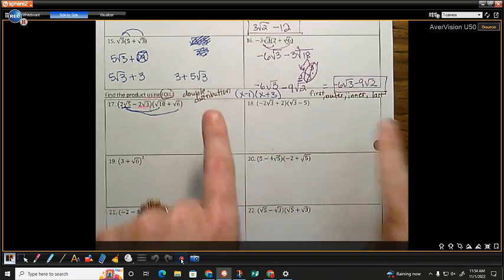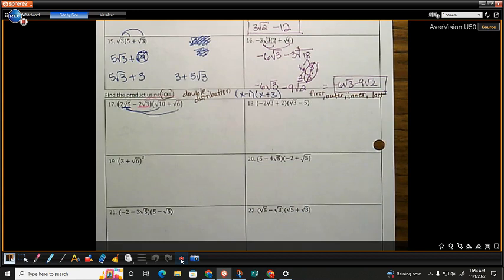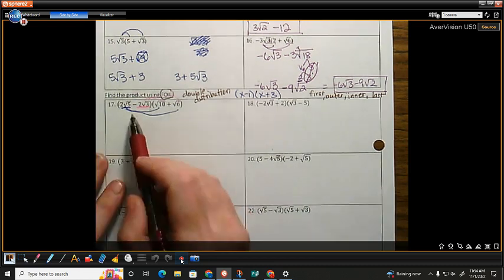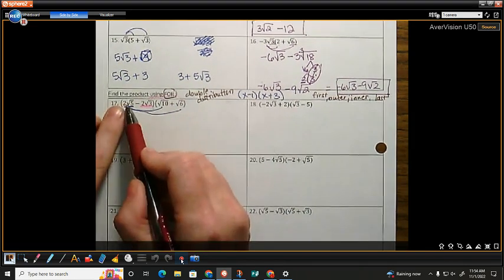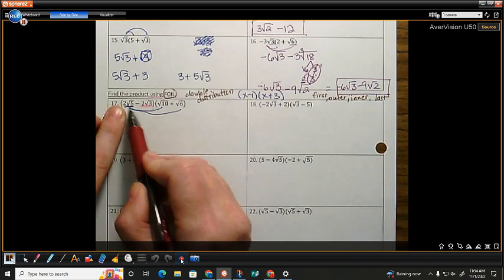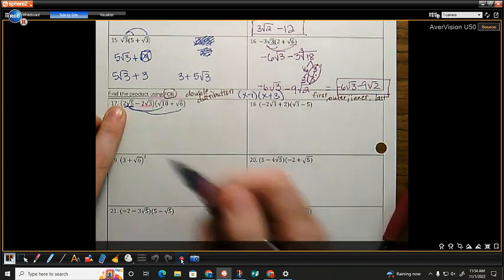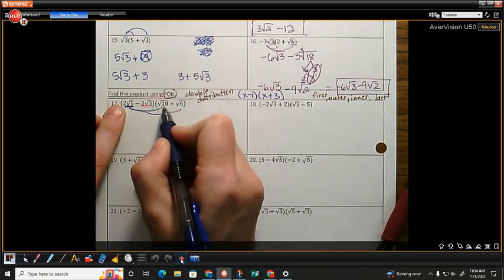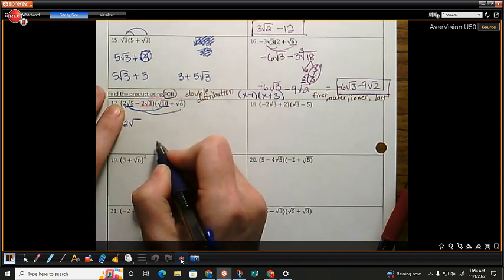All these are is just ways to help you remember to not leave anything out. Okay? Because I don't remember it by doing FOIL. I just remember by following the arrows. I take this first guy, the 2 root 5, and I multiply it times the root 10. What is 2 root 5 times root 10? 2 root 50.